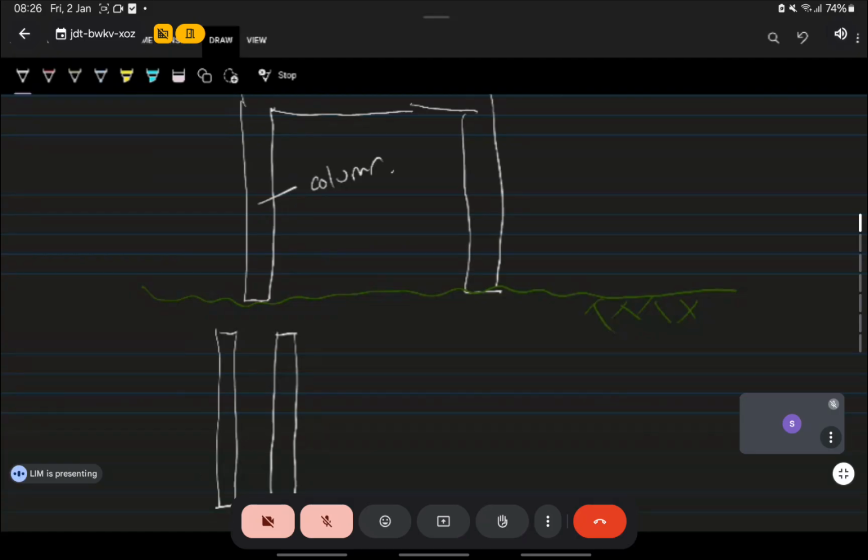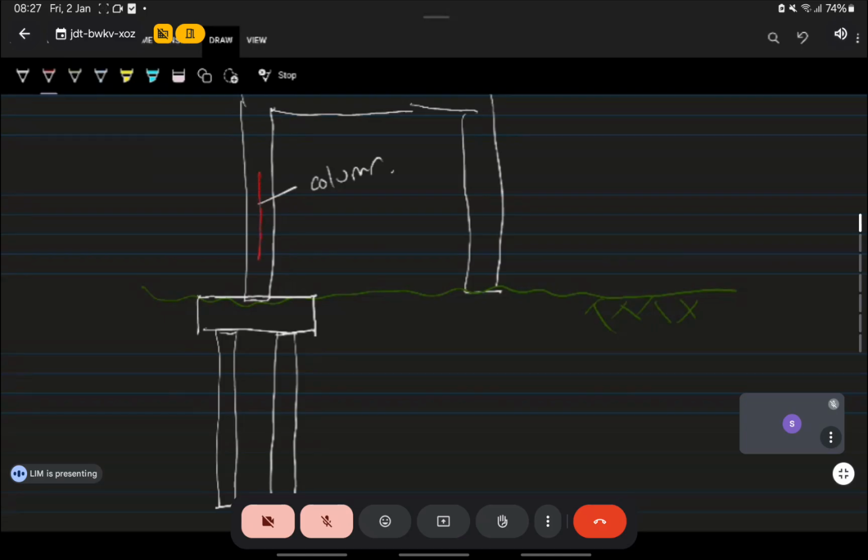So you see the problem here? You have one column, but you have 2 piles. How are you going to connect them together? Because there's only one column, but you have 2 or 3 piles. How are you going to connect them together? You need something in between to share the load.